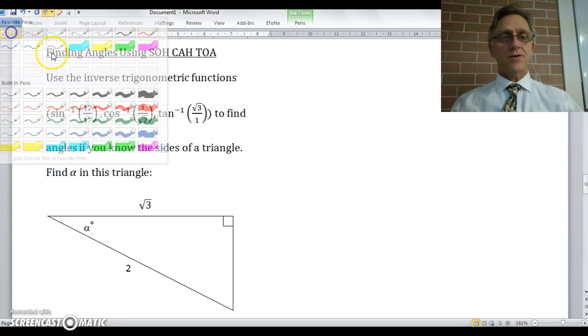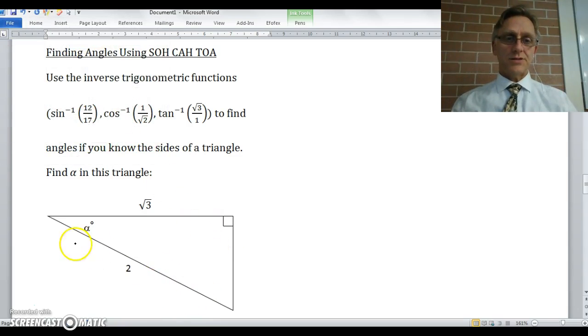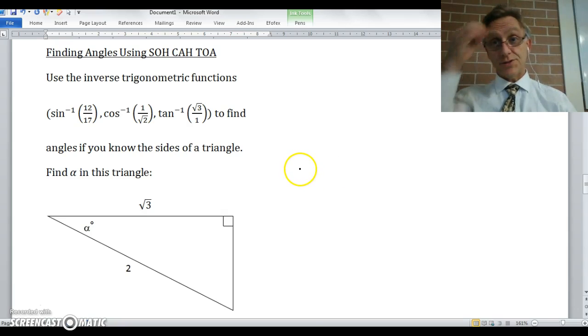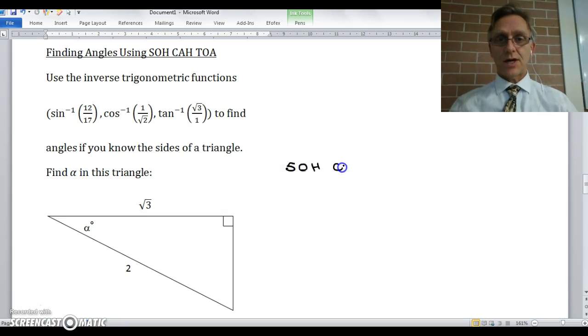If you look at the triangle that I've given you here, it's got sides 2 and root 3 on the hypotenuse and the adjacent side. And the angle that we don't know is called alpha degrees. So what we need to do is write down what sort of a trig ratio it is. So we're going to be choosing from SOHCAHTOA.